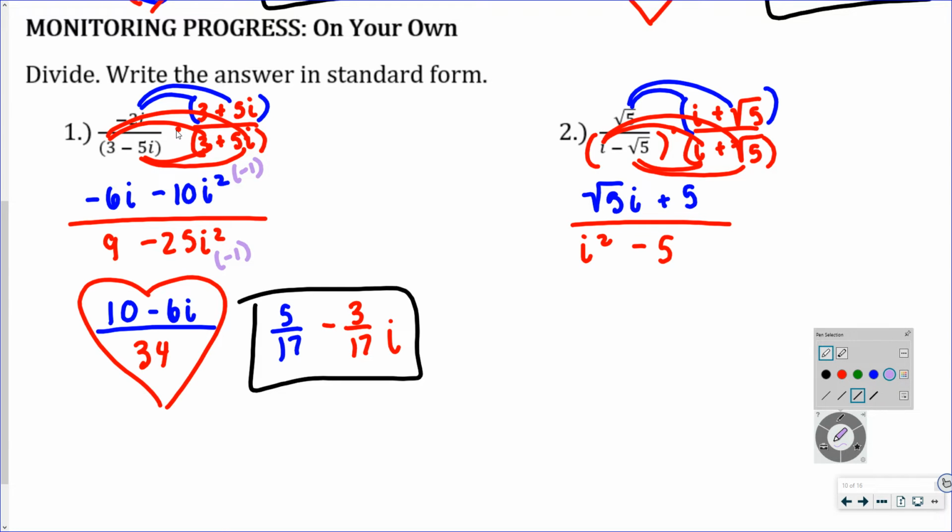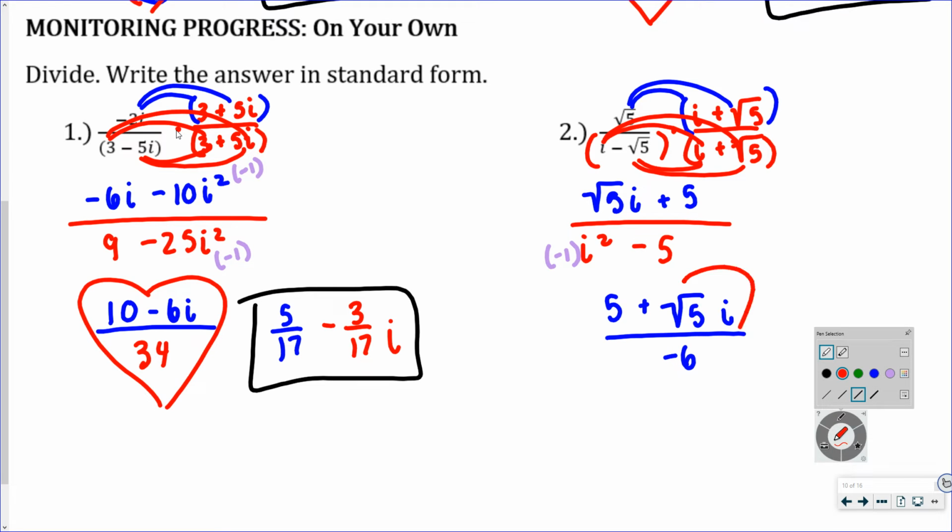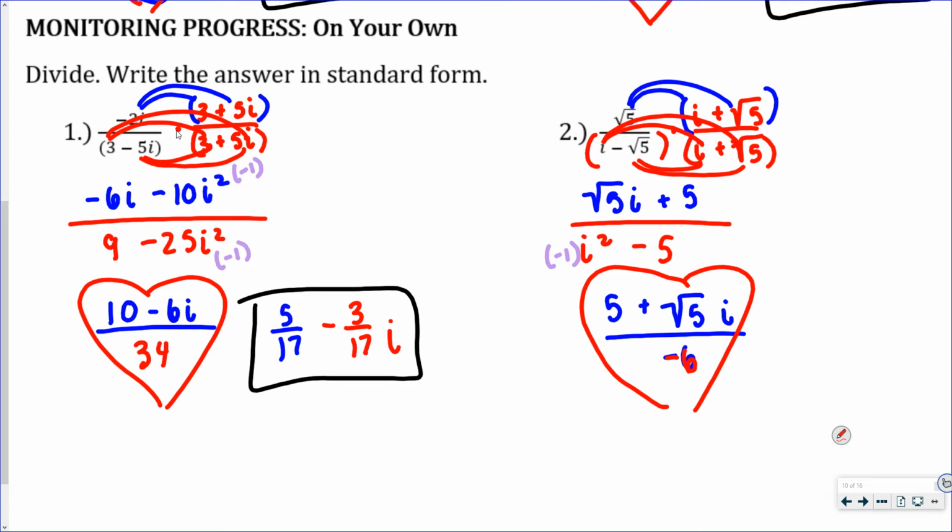All right, on bottom I end up having i squared is negative 1. So up top I maybe just reorder those, putting my real part first, imaginary part second, and then I end up getting a negative 6 in my denominator. That's okay. So when I break it up, it's going to be a negative 5/6. I'm going to keep my color coordination here for myself. Negative 5/6 would be the real part.